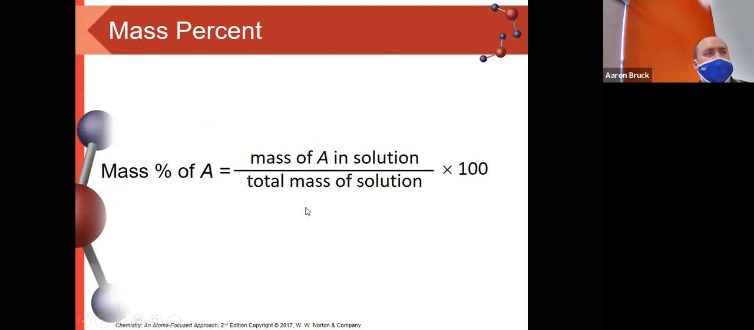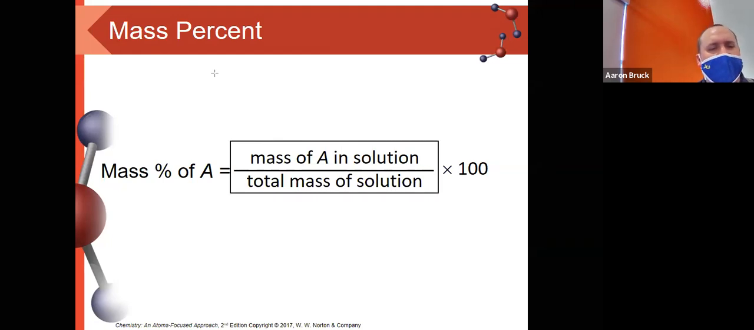First, this one should look familiar to you. We've done a lot with mass percent. Mass percent of a solution is the mass of the solute, mass of A, divided by the total mass of solution times 100%. Now, I want you to focus in particular on this fraction. This fraction, sometimes referred to as mass ratio, pay special attention to it. Mass of A divided by total mass.